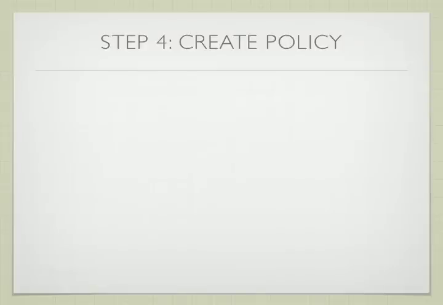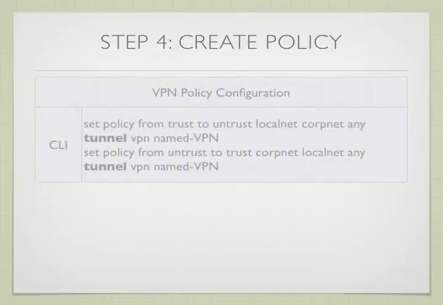So we're going to create the policy, and as I said, this policy is exactly the same as any other policy with only one difference. Instead of an action of permit, we use that bolded command, the action of tunnel, and then we need to identify which VPN object we're going to tunnel it through.